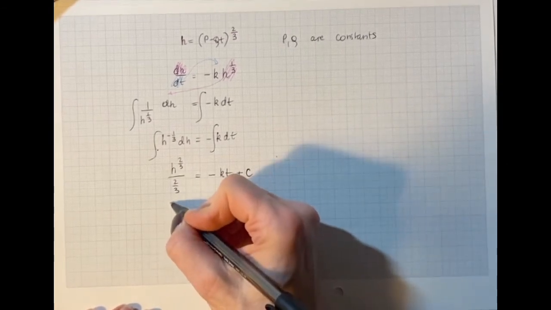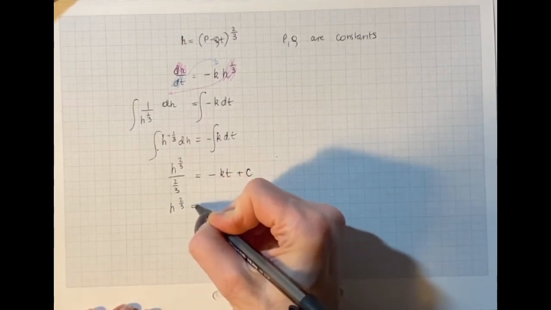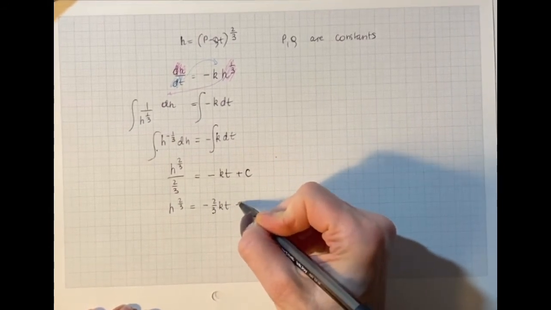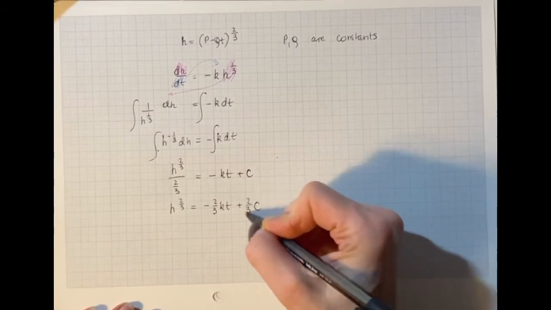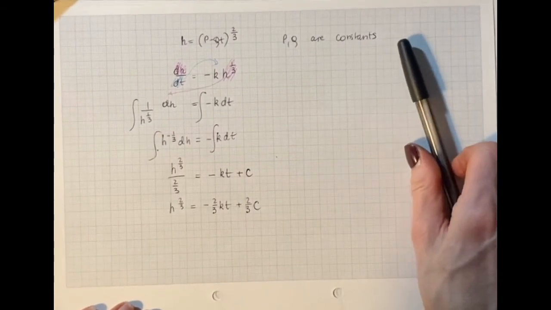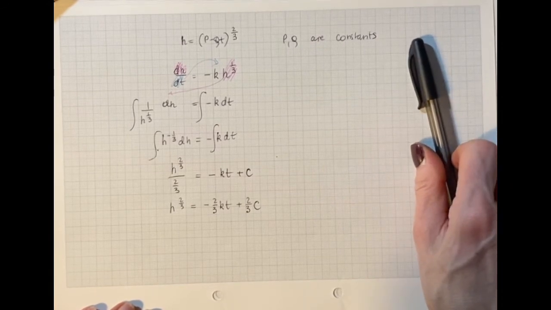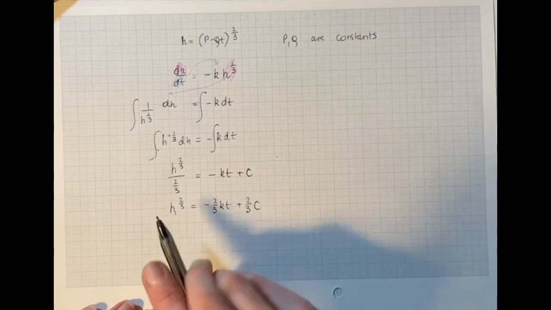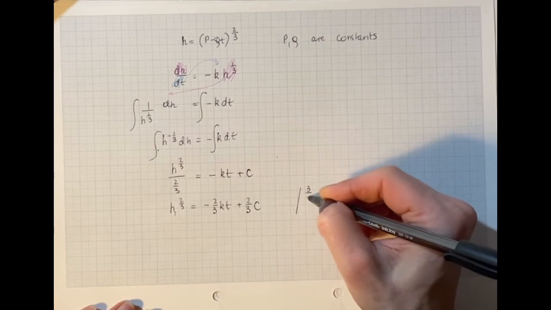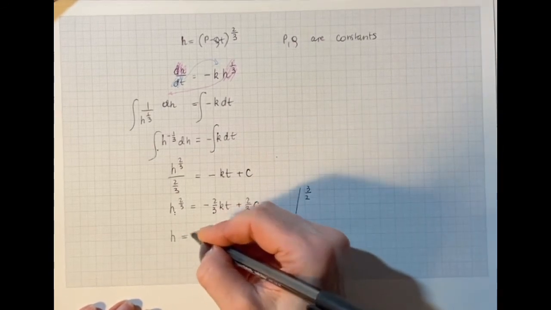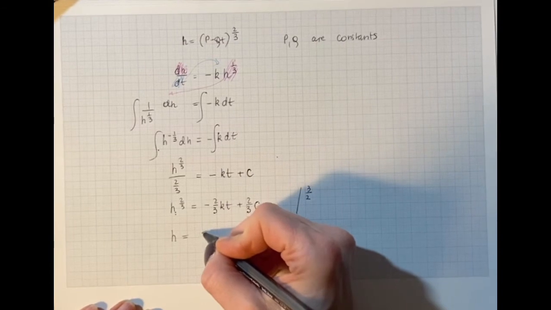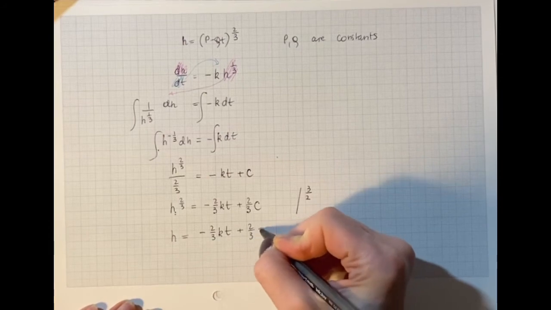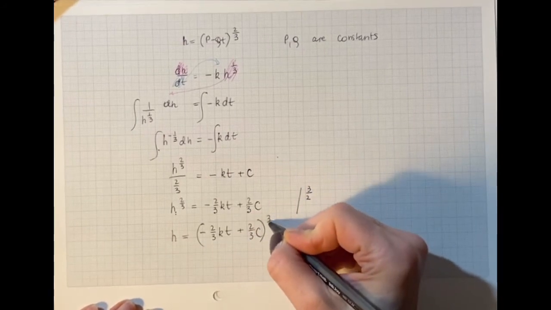So multiply it through, you've got h to the power of 2/3 is equal to minus 2/3 of kt plus 2/3 of c. That can be replaced with another variable. We are asked to make h the subject, so we need to undo the 2/3 power, so we're going to raise it to the power of 3 and square root it. So it's h is equal to, and over here we could put minus 2/3 kt plus 2/3 c to the power of 3 over 2.